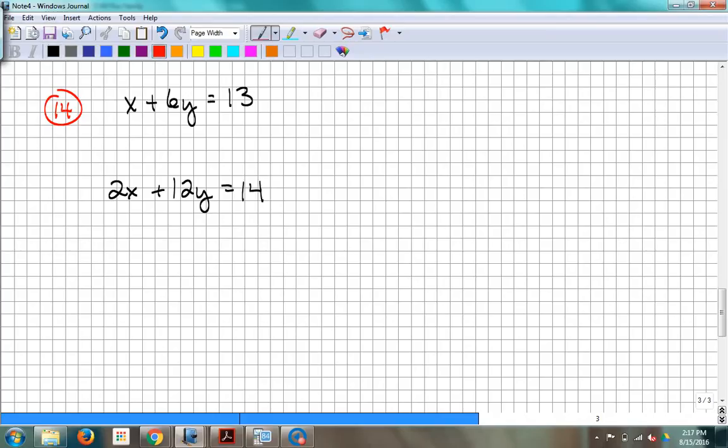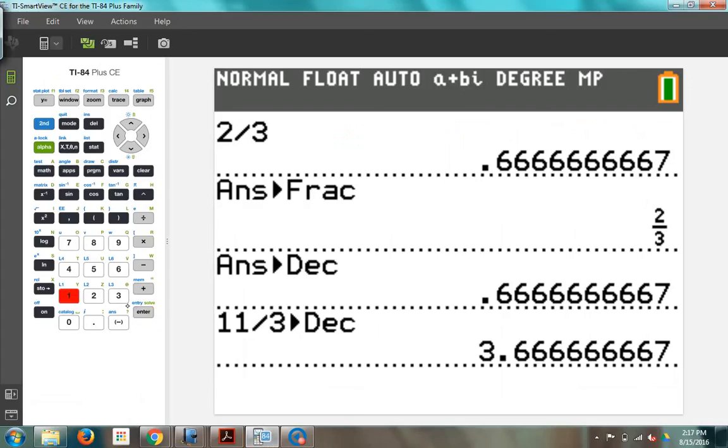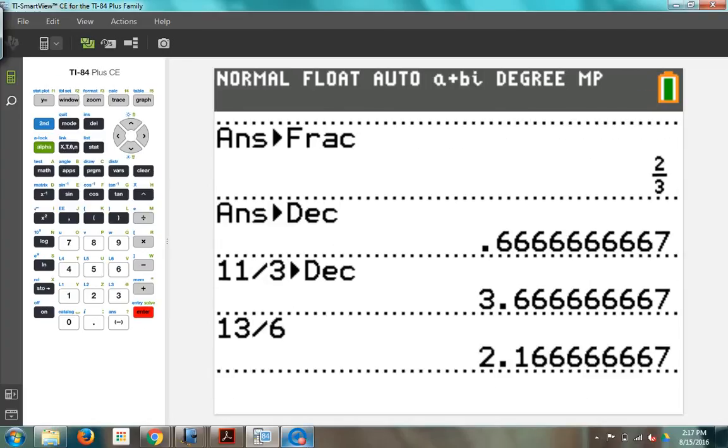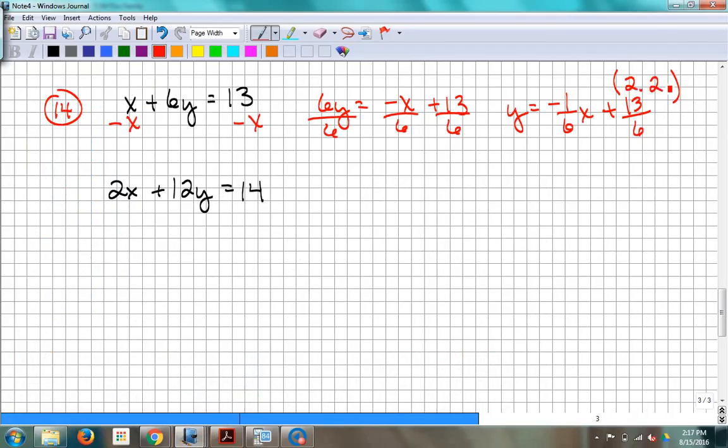All right, so get them in slope-intercept form. Subtract x. Negative x plus 13. Divide by 6. Y is equal to negative 1/6 x plus 13 over 6, which we know 13 over 6 is what? 13 divided by 6. 2.16, or about 2.2. About 2.2. That's where we're going to eyeball it at when we go to graph.